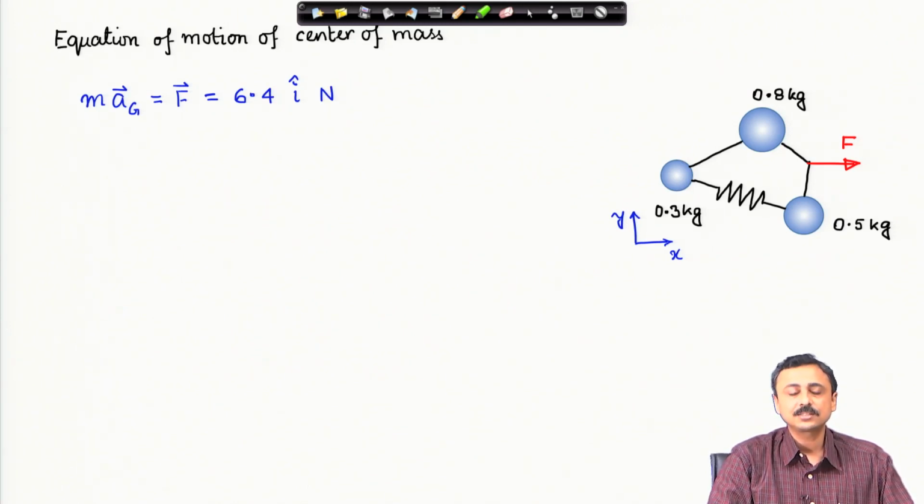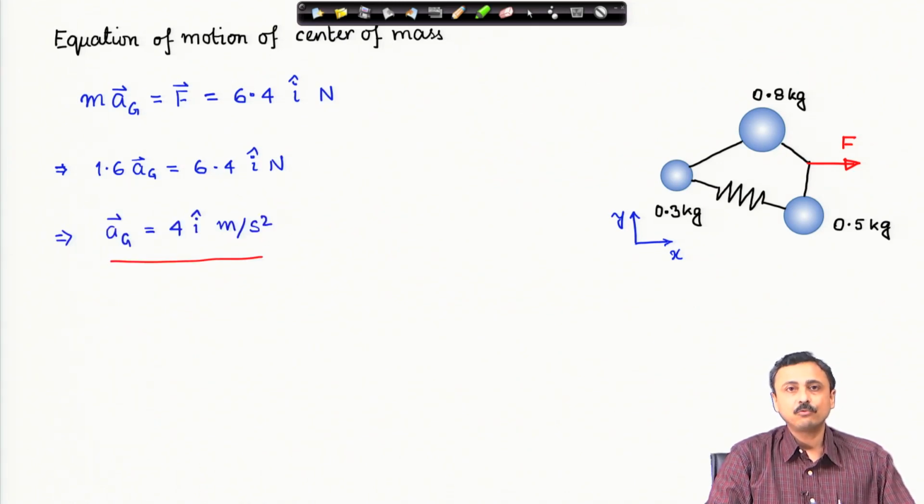In this case, there is a single force F, which is 6.4 i-cap Newton in the coordinate system that I have shown here, and the total mass of the system, if you add up, is 1.6 kilogram times acceleration of center of mass is 6.4 i-cap Newton. Therefore, the acceleration of center of mass is 4 i-cap meter per second square.